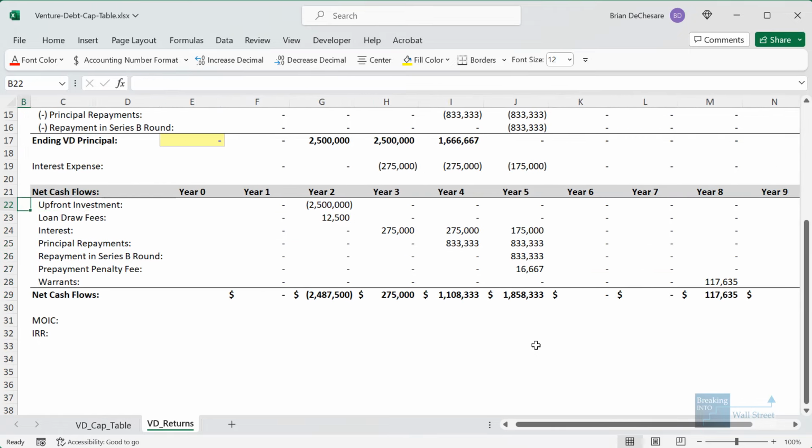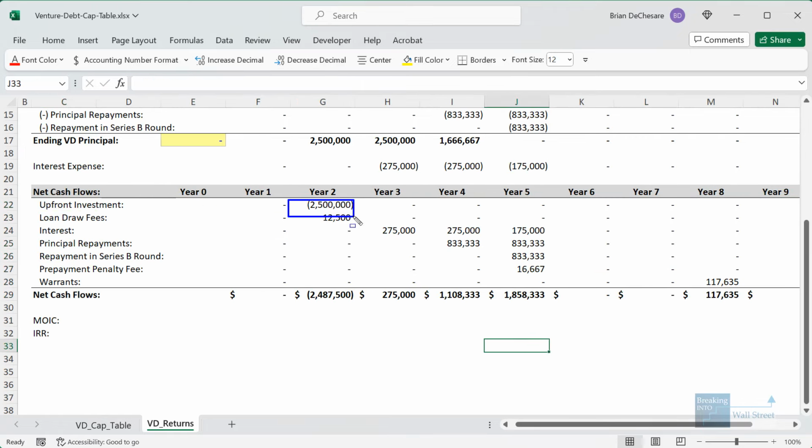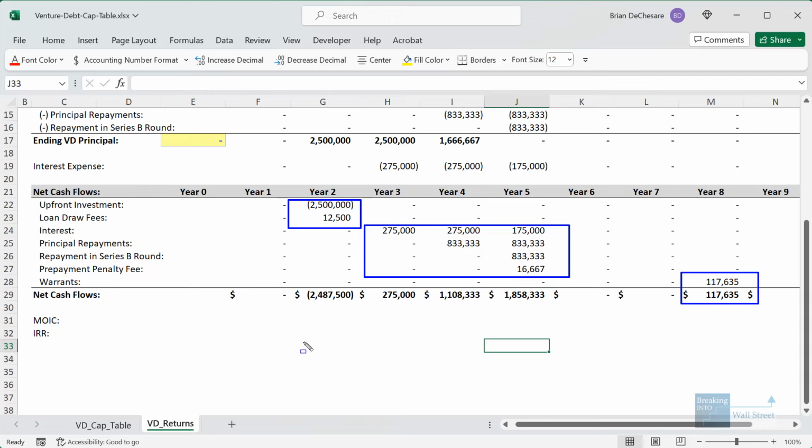So let's add this up and then copy this across so you can see what it looks like. And so you can see the returns profile right here. They invest something in the beginning in year 2. They get some fees from that. They get interest. They get the principal repayments. They get repaid upon maturity. There's an early prepayment penalty fee. And then they get the warrants in year 8 when the exit takes place.